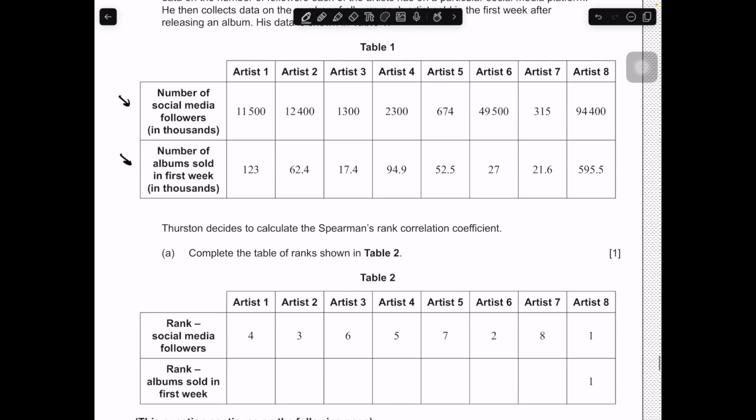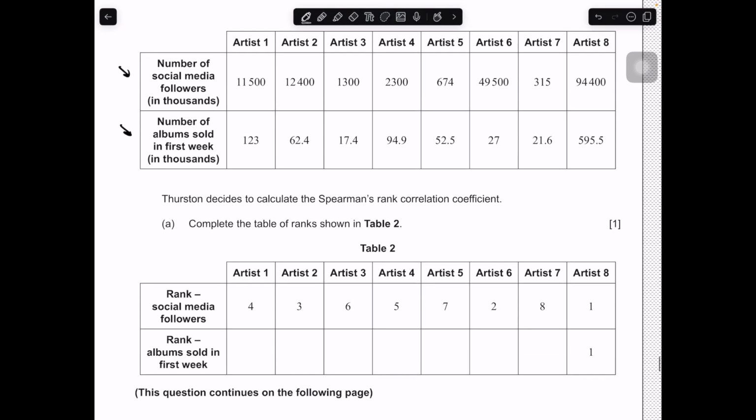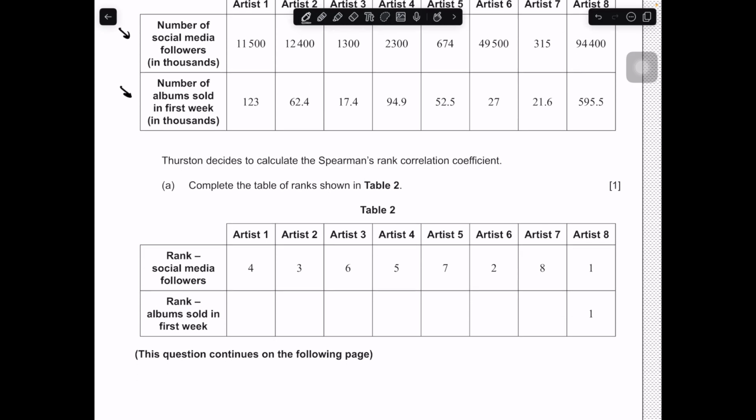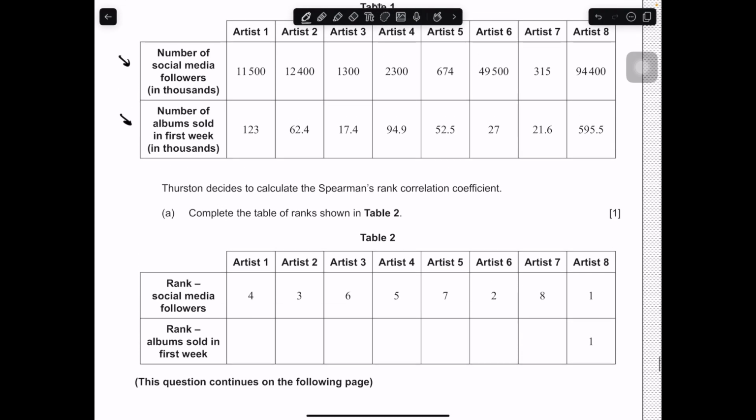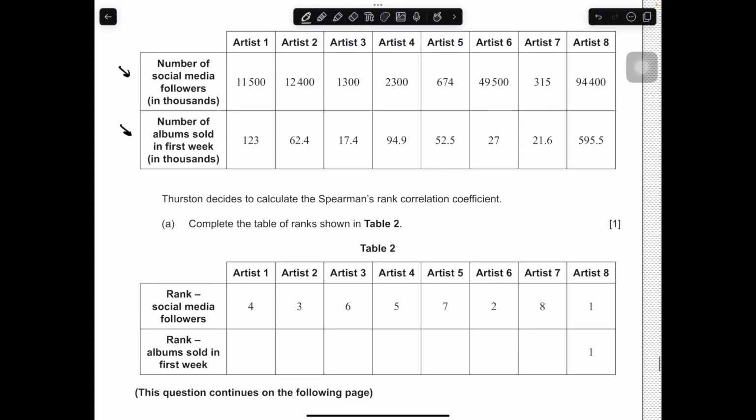Thurston decides to calculate the Spearman rank correlation coefficient. Complete the table of ranks shown in the table. So this is actually a 1-mark question. Spearman is usually 2. So what this is probably saying is that there's going to be no ties. If there were ties, then that would be one of the additional marks. So this is the highest, and then let's count down from there. This would be the second, this is the third, this is the fourth, this is the 5th highest, this is the 6th, 7th, and 8th.